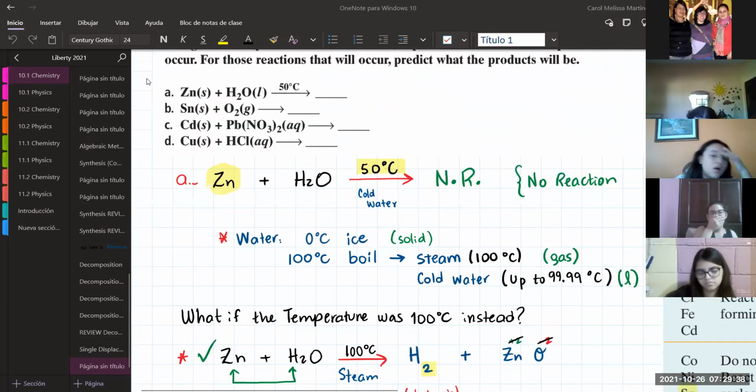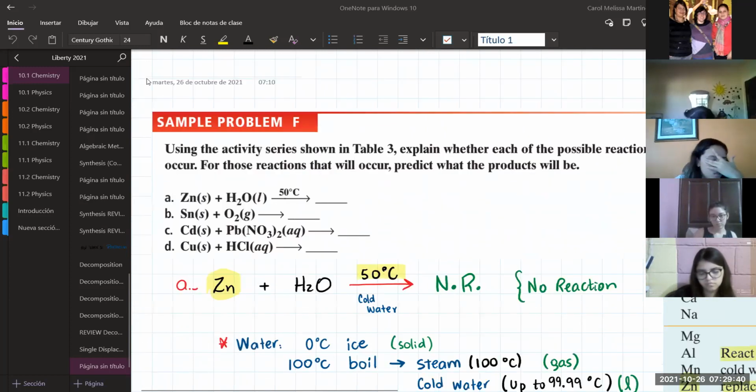Let's try the third example. That is solid cadmium plus lead 2 nitrate in aqueous solution. So I'm going to write it down. Give me a second, please.